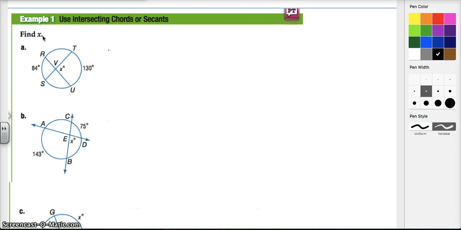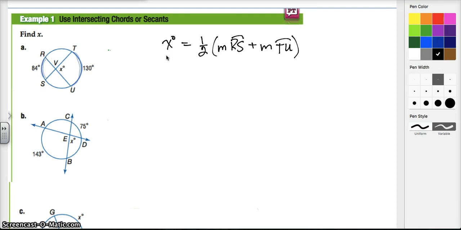We're supposed to find the value of angle X. Angle X is in the position of like one of the angles, angle 1 or angle 2 up at the top that we just looked at. And so what we know is that we can find the measure by knowing the measure of these 2 arcs that are here. So from that theorem, we know that X is equal to 1/2 the measure of arc RS plus the measure of arc TU. So 1/2 the sum of those 2 arcs.